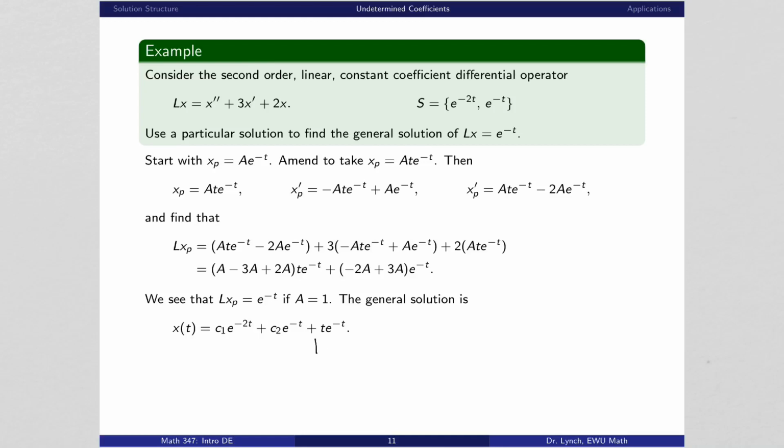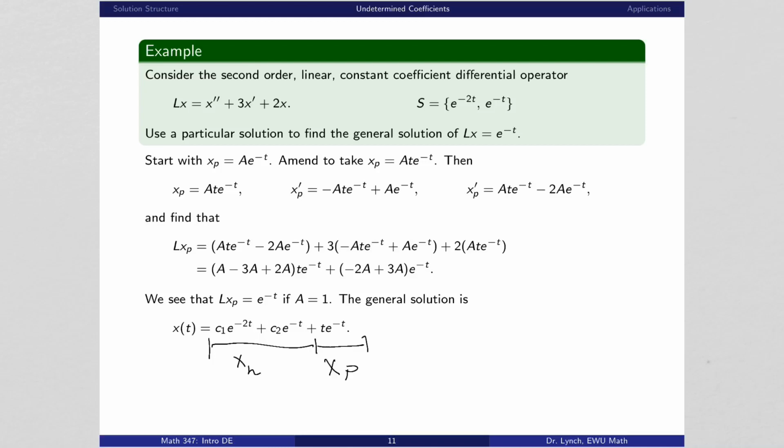Once we have the particular solution, we just add that to the general solution of the corresponding homogeneous equation, and we then have the solution of the non-homogeneous equation. Again, this is the general solution in the sense that we can choose any family member from that two-parameter family to solve the corresponding initial value problem.